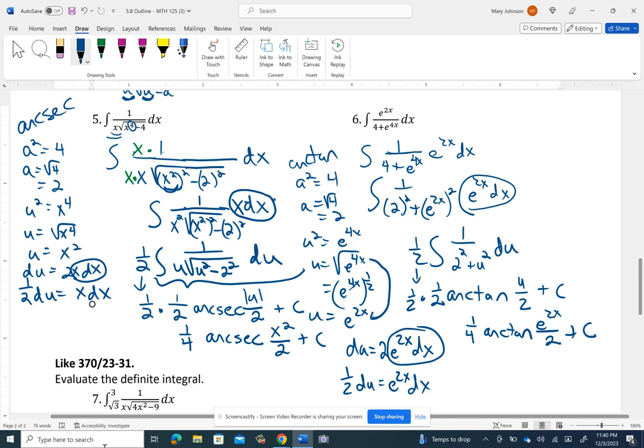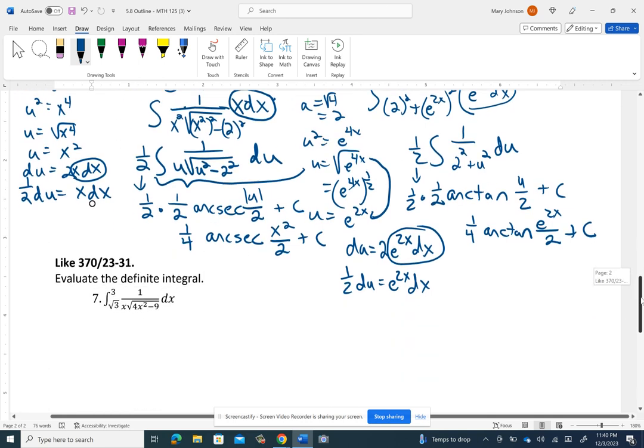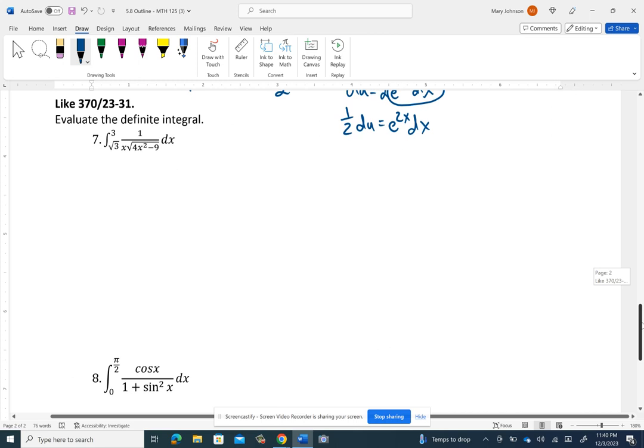All right, now these two problems are definite integrals. Let me go ahead and do number 7. And what we're going to do first is just get this part, the indefinite integral, figured out. And then we'll come back and do the definite integral part. So let's just think about this part.